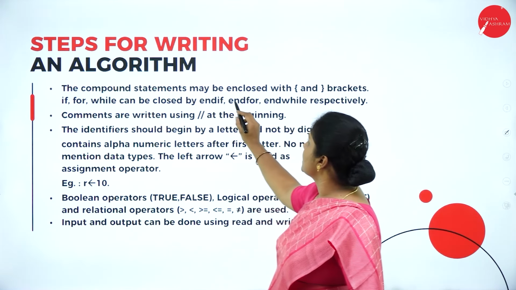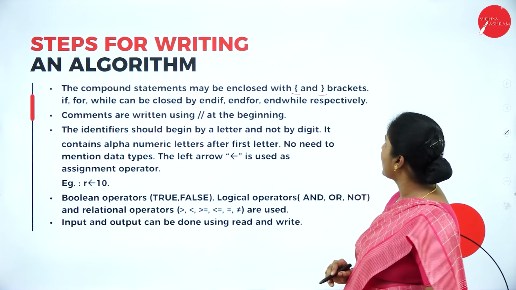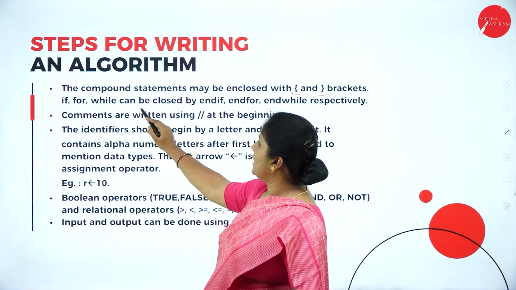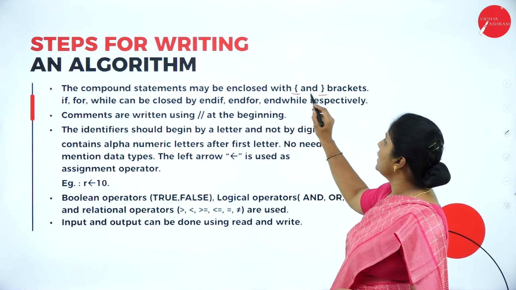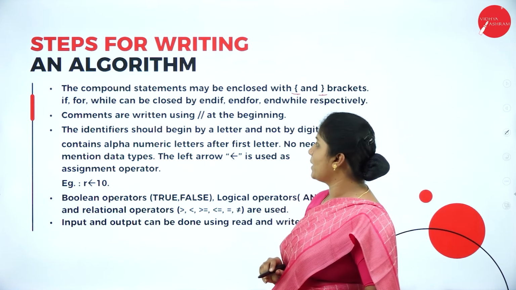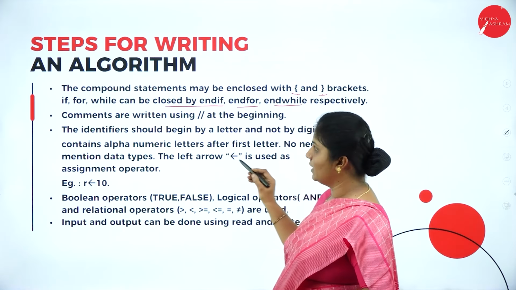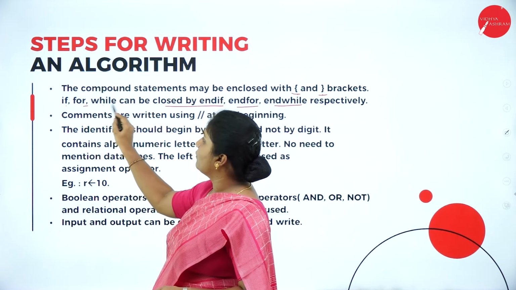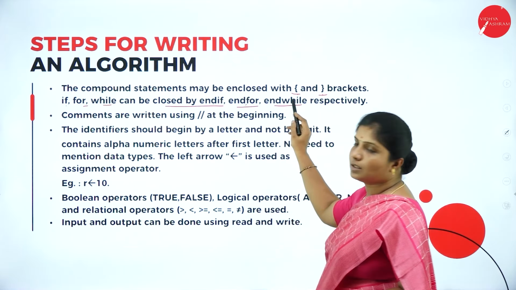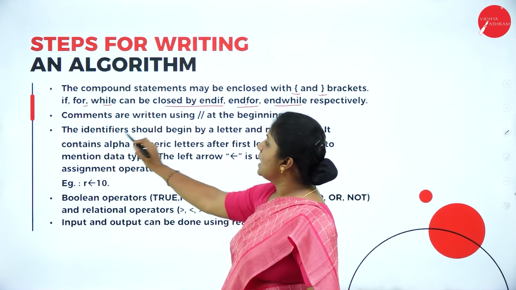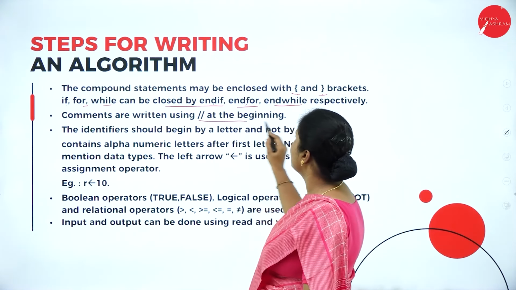The compound statements may be enclosed within opening and closing flower brackets. If, for, while: these conditions are inserted using the opening and closing of the flower brackets. They can be closed by end if, end for, end while. So if, for, and while are the opening, and end if, end for, end while are the closing of these keywords. Next, comments are written using double backslash at the beginning.